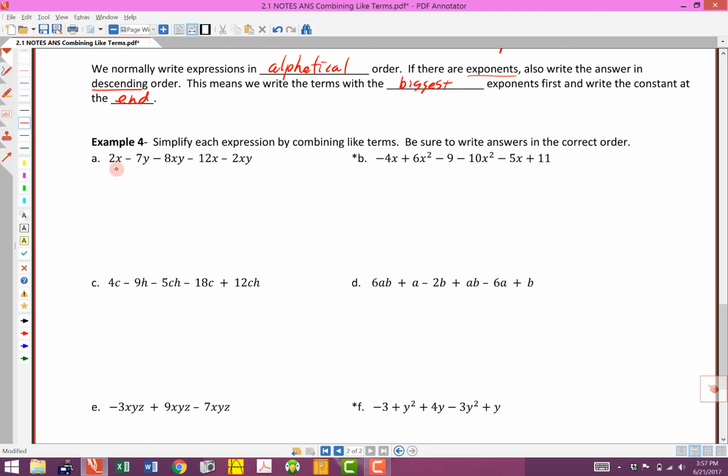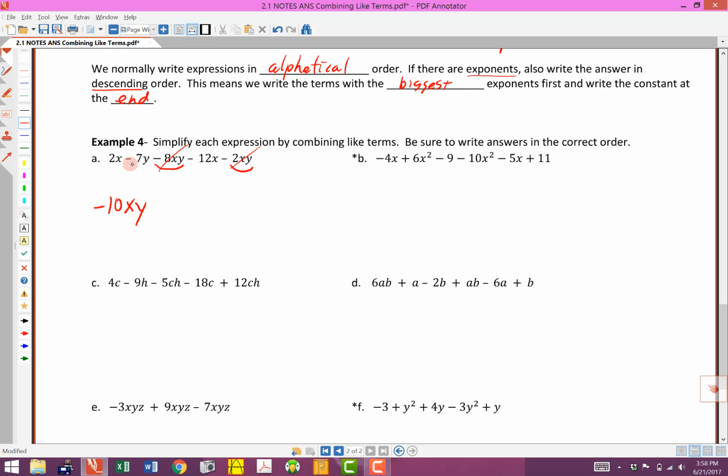So we've got 2x, negative 7y, negative 8xy, negative 12x, and negative 2xy. Let's identify some of those like terms. Now remember, this is a general rule of thumb: there's no good way to write it if we've got more than one variable. I like doing this one first, so I'm going to grab those ugly guys and get those out of the way first. So we've got negative 8xy minus 2xy, so using the rules for combining integers, that's negative 10xy. Done with those. Again, I'll lightly cross those off so I can see that I'm finished with those.